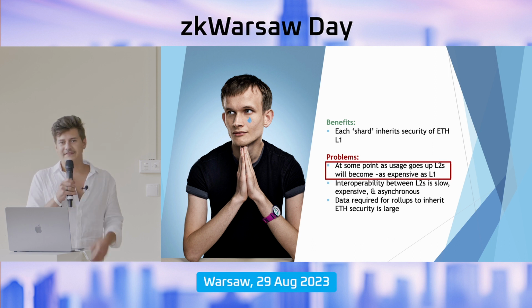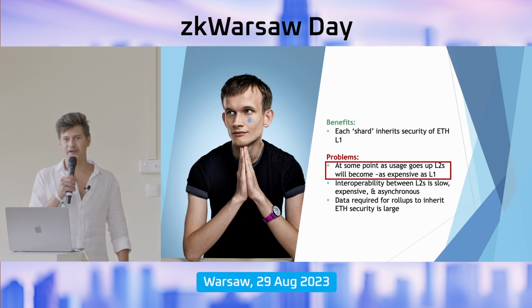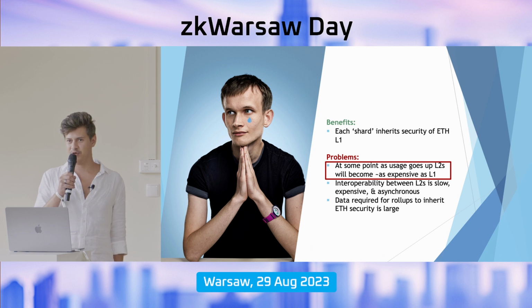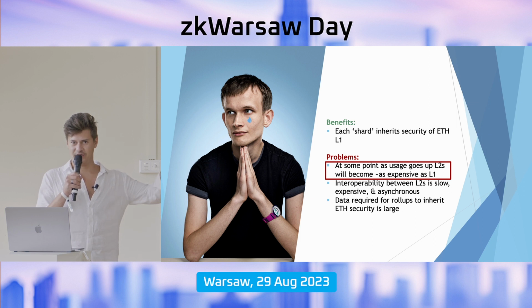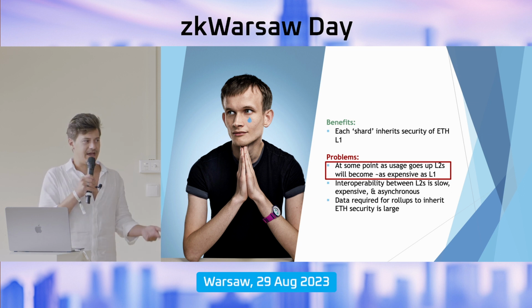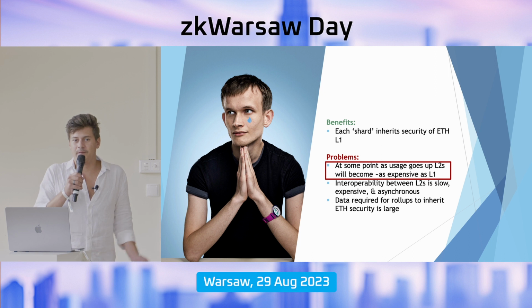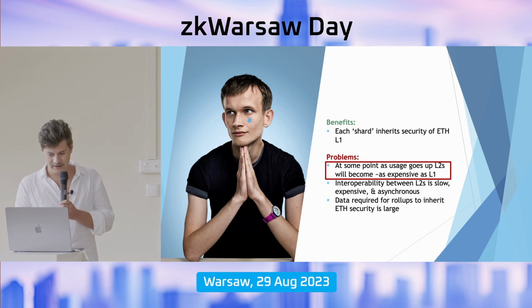So let's say all of a sudden Scroll does amazing and every single Ethereum user moves to Scroll. At some point, the gas on Scroll will actually go higher than Ethereum L1. And if the gas keeps going up more and more, what's the point of L2s? We didn't really fix anything. We're just shifting around the problem, right?